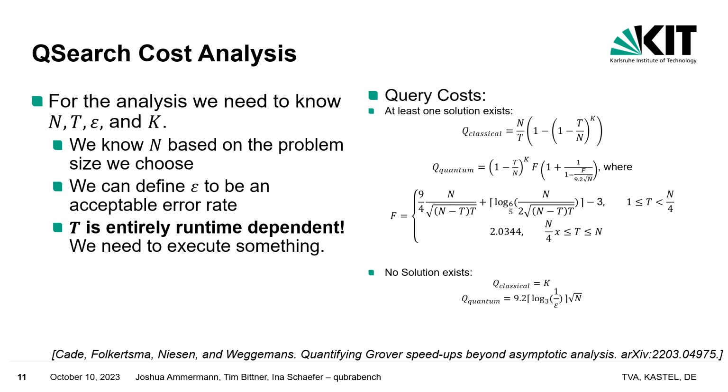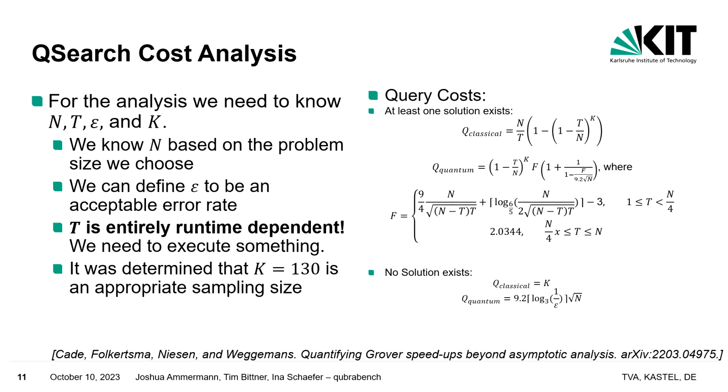But T is entirely runtime dependent. And that's an issue, because that means we can't do the entire analysis beforehand and statically, but we actually need to execute code, which is a problem because we can't execute quantum stuff, as I said in the beginning. So this is where the co-execution then comes in. And just for the sake of completeness, it has been empirically determined that k equals 130 is sufficiently small as a sampling size that yields good results. That's the kind of point where scientists still need to tweak things: we don't really know why 130 provides good results, but 130 does provide good results.